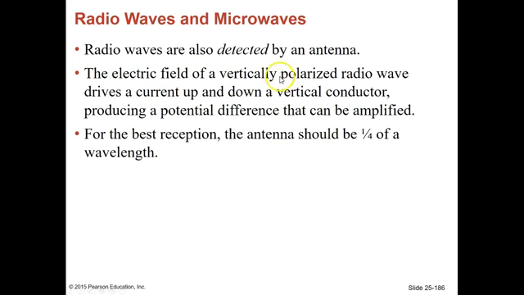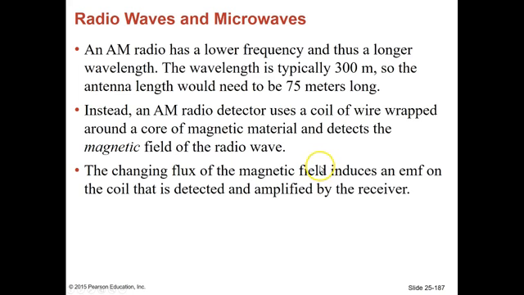The electric field of a vertically polarized radio wave drives a current up and down that conductor, and it makes a potential difference that we can amplify. For the best reception, that antenna needs to be about a quarter of the wavelength. A radio tower has a lower frequency and a longer wavelength. That wavelength is usually about 300 meters, so the antenna would need to be at least 75 meters long. Instead, an AM radio detector uses a coil of wire.